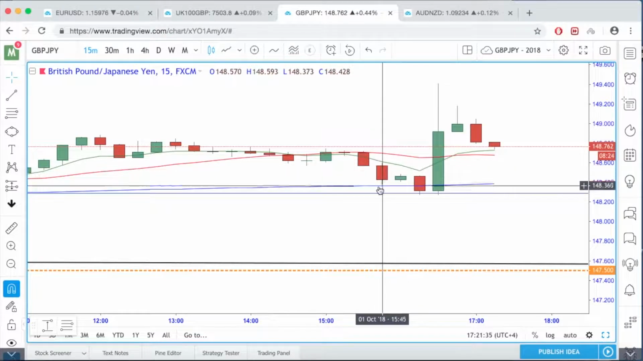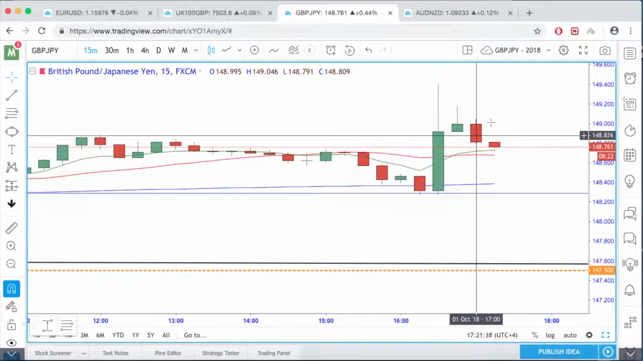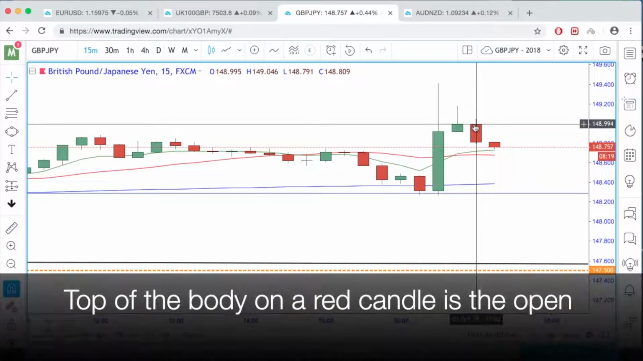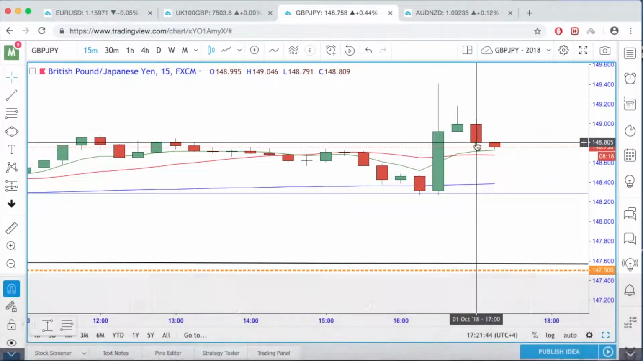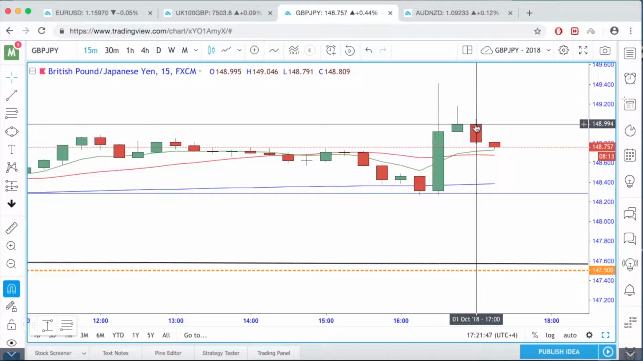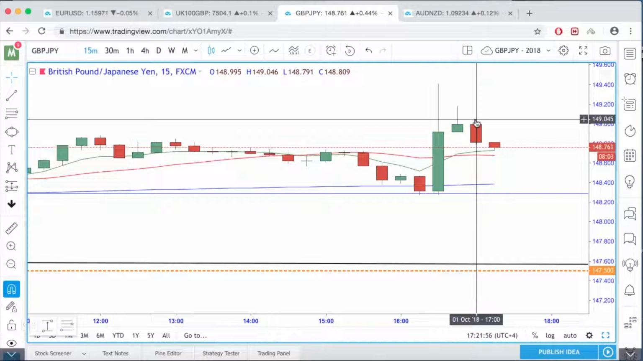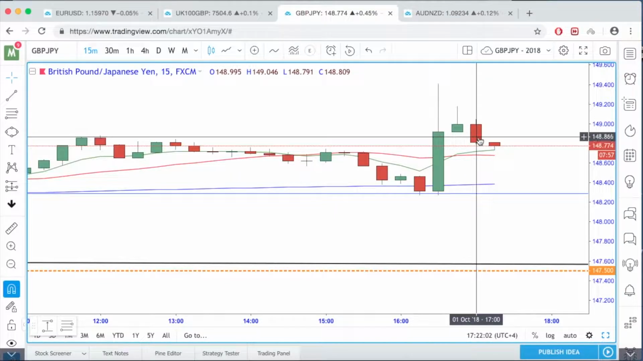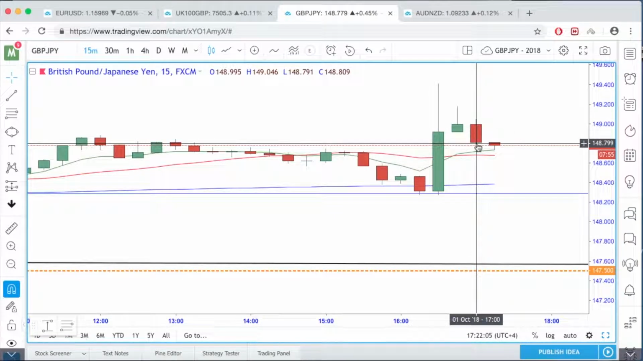Now if you have a look at a red candle, just to compare, the red candle always opens at the top, okay, and closes at the bottom. So the O here is 148.995. That is the open of that candle. It did increase a little bit to 149.046, but price then fell. It fell all the way down to this little wick, as they are called. They're called spikes or wicks within candles. It fell all the way down to here, which is 148.906, and then it just closed slightly above at 148.791.